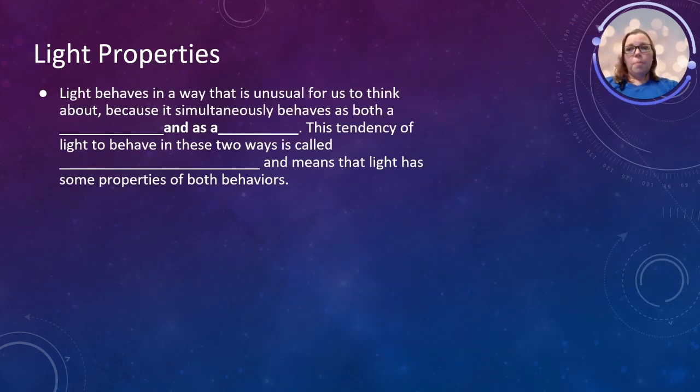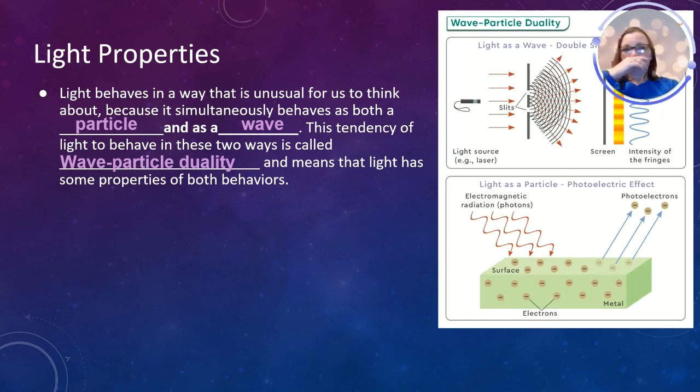Okay, so light behaves in a way that's unusual for us to think about because it simultaneously behaves as both a particle and as a wave. So that tendency of light to behave in these two ways is called wave-particle duality, and it means that light has some properties of both behaviors. So we're going to examine both parts of that.